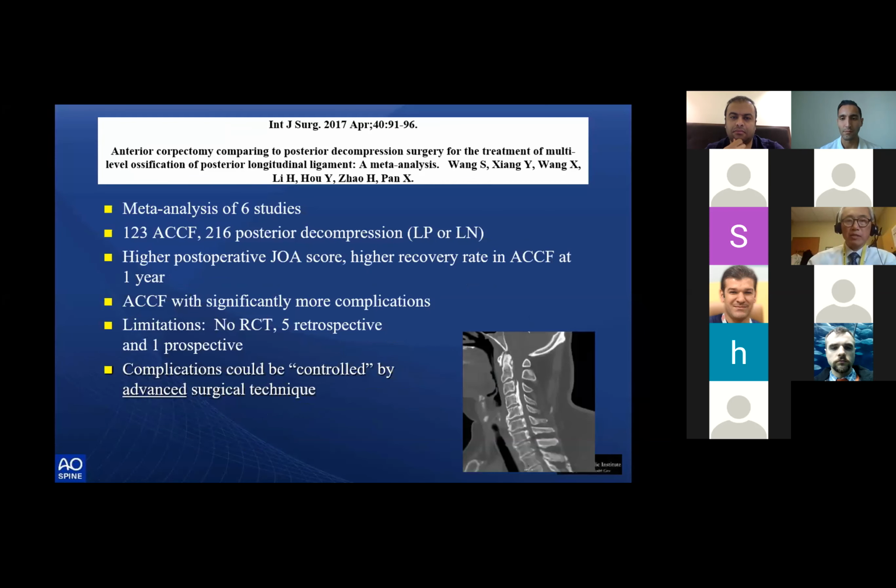The third paper was a meta-analysis of 6 studies that compared 123 corpectomy patients versus posterior decompression, either laminoplasty or laminectomy. Now we're switching gears a little bit. I want to focus on the fact that we're talking about OPLL, which is the Hulk, the beast, the biggest animal that you want to take care of. Obviously, we would all agree that corpectomy is a direct decompression, and you would expect a higher postoperative JOA score. But we need to emphasize how you get there. Well, you get there with significantly more complications.